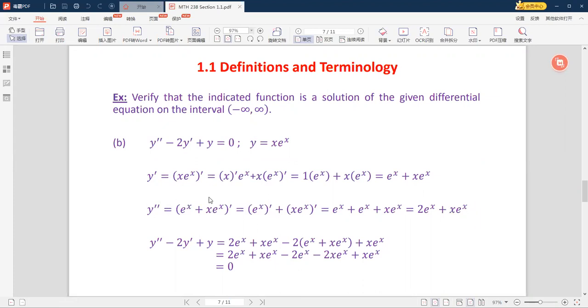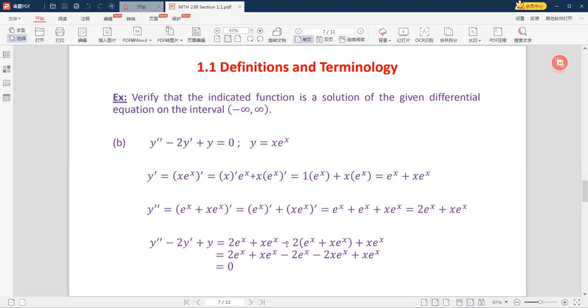Then we just plug those results into the equation to see what happens. So on the left of the equation, we get y double prime minus 2y prime plus y. y double prime is just 2e to the x plus x times e to the x. And y prime is e to the x plus x times e to the x, so minus 2 times that. And plus y, so y is x times e to the x.